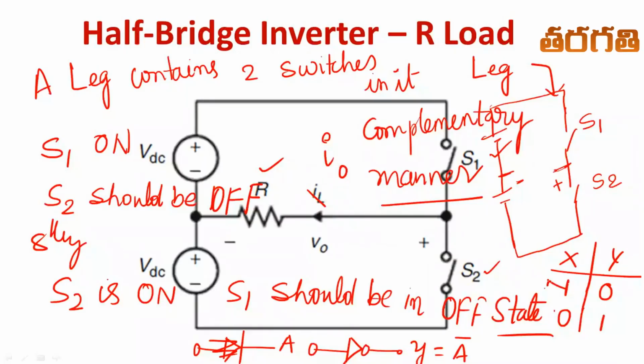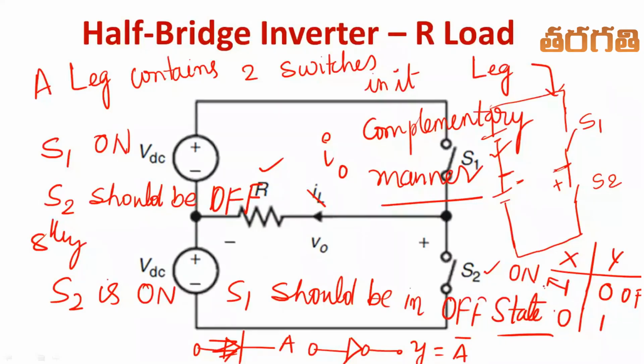So 1 represents the on state and 0 represents the off state of a switch. When switch S1 is on, S2 must be off, and when S1 is off, S2 should be on. This logic is called complementary logic.